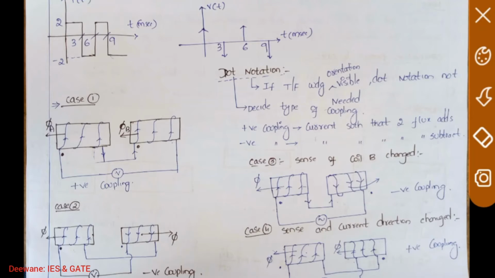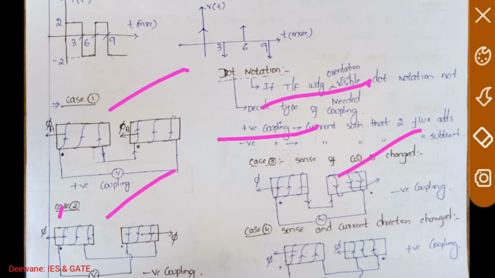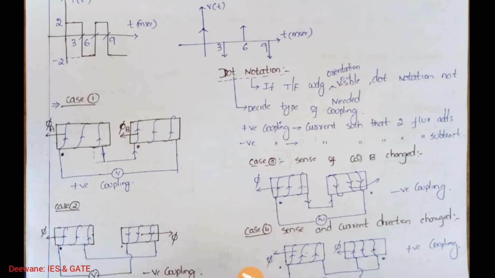See this topic. If the transformer winding orientation is visible, dot convention is not needed. Positive coupling: what do you mean by positive coupling? Just see the definition. I will discuss four cases. Positive coupling means two fluxes are adding. Negative coupling means two fluxes are subtracting. Let us take the cases one by one.